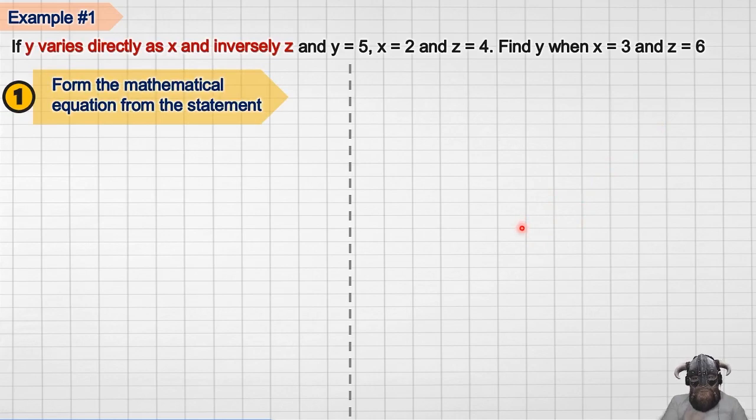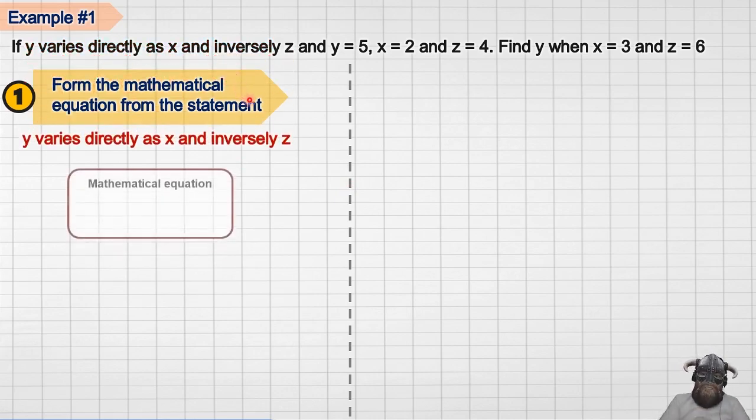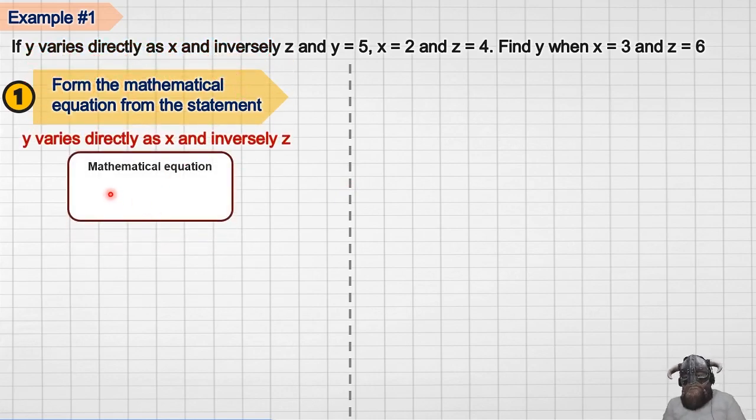So this is it. Y varies directly as x and inversely as z. So now let's interpret that into a mathematical equation. So y varies directly as x. So y is equal to kx because it is direct. Inversely as z, so over z. So it looks like this. That's how we interpret this given statement coming from the problem.